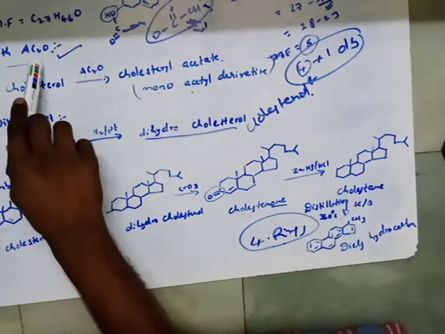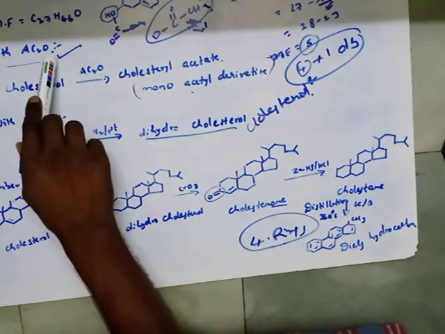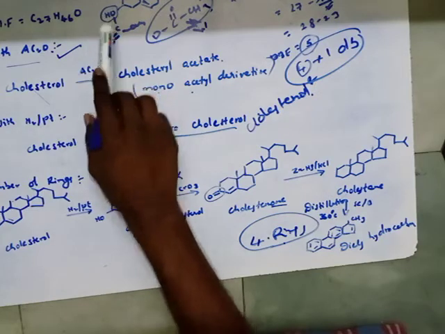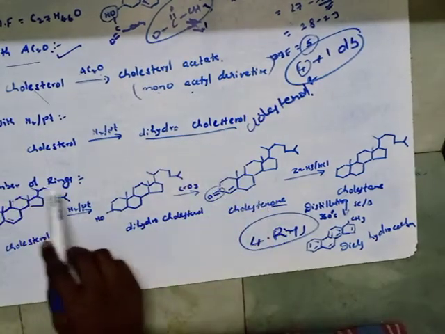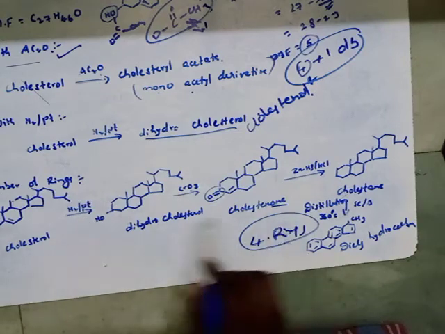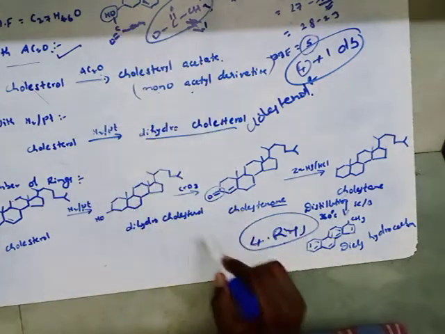Here the first reaction indicates the presence of one OH group. The second indicates the presence of a double bond, and the third indicates that there are 4 rings present in the cholesterol structure.